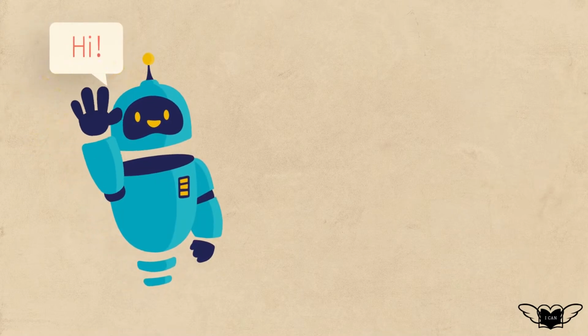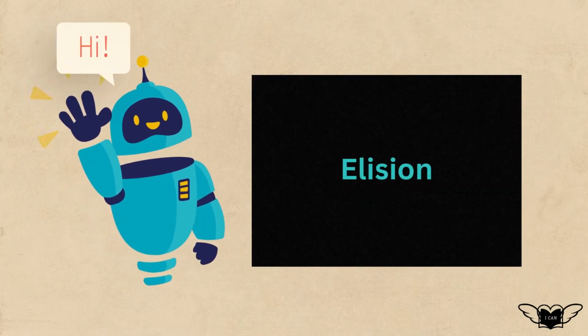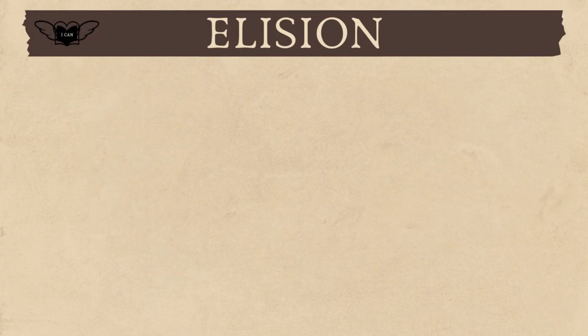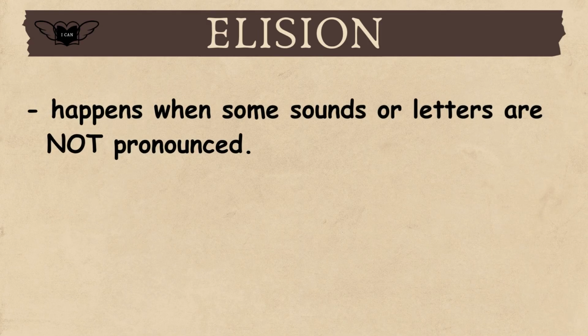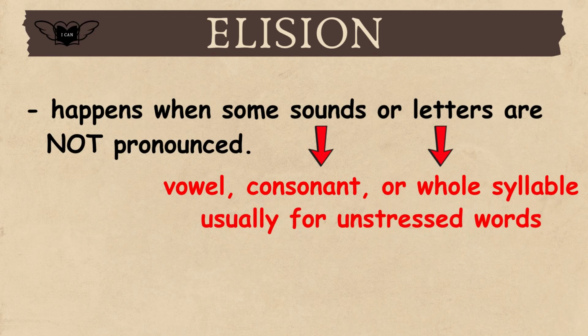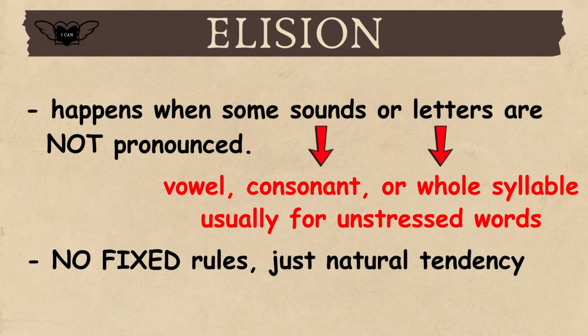Hi. It's time to dive into elision. Again, elision happens when some sounds or letters are not pronounced. These may be a vowel, consonant, or even a whole syllable, and elision usually happens with unstressed sounds. There are no fixed rules for elision, it's more of a natural tendency in spoken English. The most common cases of elision include the following.